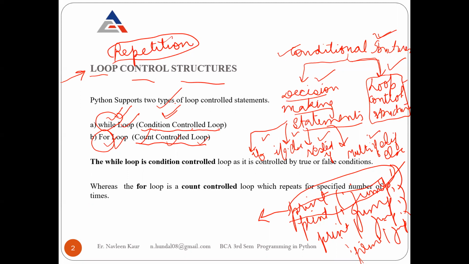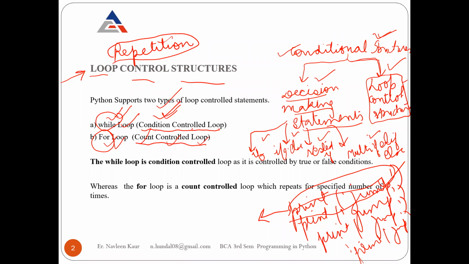Its working is controlled by the condition. As long as the condition keeps on coming true, the statements inside the body of the while will run. Otherwise those statements will not run if the condition is false. So who is going to decide that the statements will work? This condition, right? So that's why while loop is condition controlled.